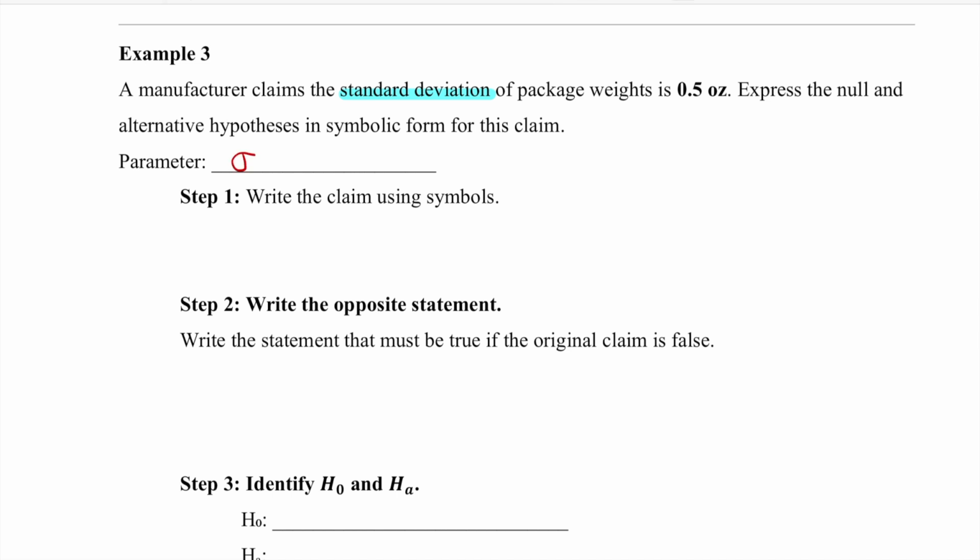Step 1. Write the claim using symbols. The standard deviation of package weights is 0.5 ounces. The word is tells us the claim is an equality. So we have the standard deviation equals 0.5. So sigma equals 0.5. Step 2. Write the opposite statement. The original statement is sigma equals 0.5. What is the opposite statement of this? That is sigma is not equal to 0.5.